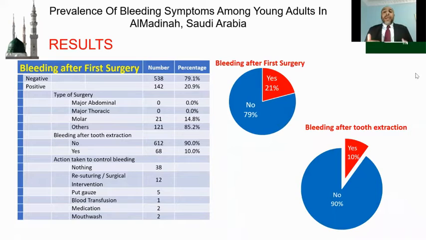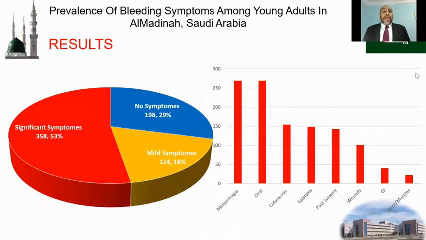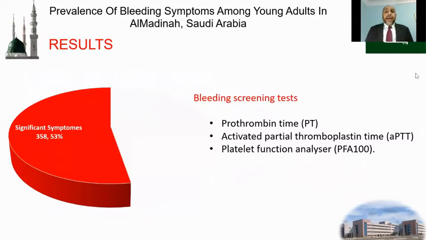After first surgery, 21% of our population suffered from bleeding and needed to seek medical advice for resuturing or resurgery. And after tooth extractions, 10% of them suffered from bleeding and needed to go back to the dentist to fix it. As I said before, more than half of our population suffer from bleeding symptoms.